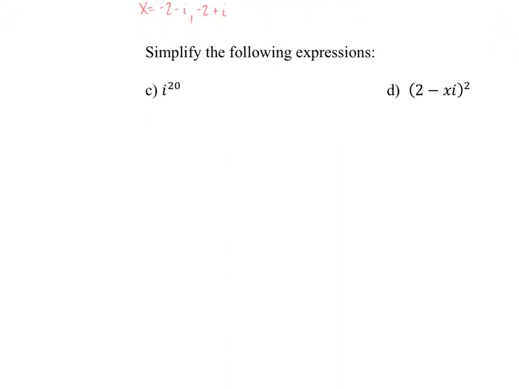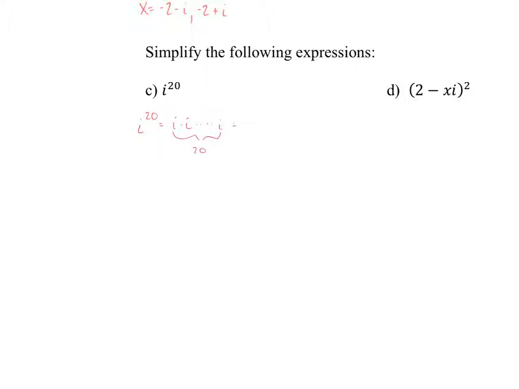Well, i to the 20th, I could just write out 20 i's, right? That's i times i times i times i, 20 times, like this. And this happens 20 times. Let's group it in a way that's a little more meaningful, though.